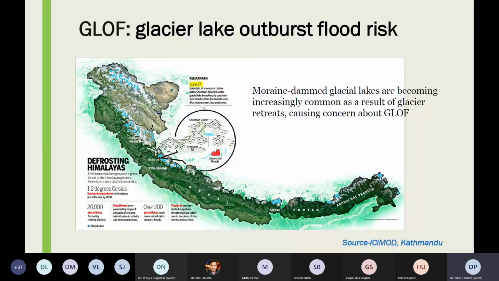So all these things make the Himalayan ecosystems a bit complex, and more vulnerable to the impacts of climate change.